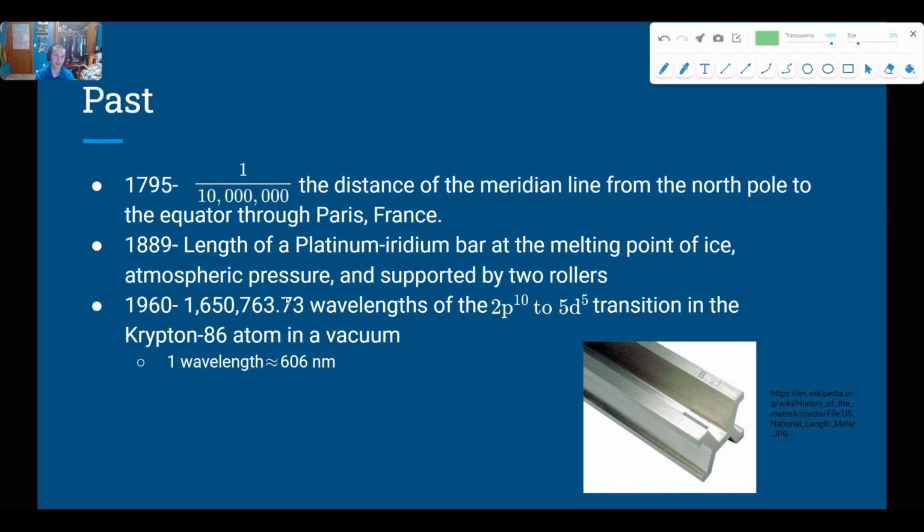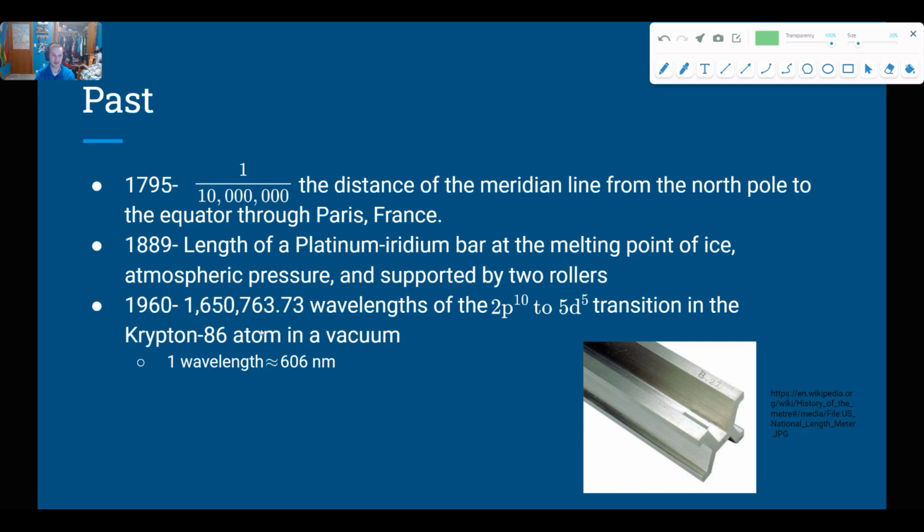Atmospheric pressure can also affect the length as well. Not as much as thermal expansion, but it can still have a small effect. And then supported by 2 rollers, so that it doesn't bend down a little bit, right? That bending down makes it not completely straight. So these 3 things, the fact that you have to define a temperature, a pressure, and have it supported, show why this is definitely not a super great definition. Not to mention that it's just 1 bar in some vault in France, which is not easily accessible. When we get to the kilogram, you'll understand more about why having these artifacts is a problem. But yeah, just not great.